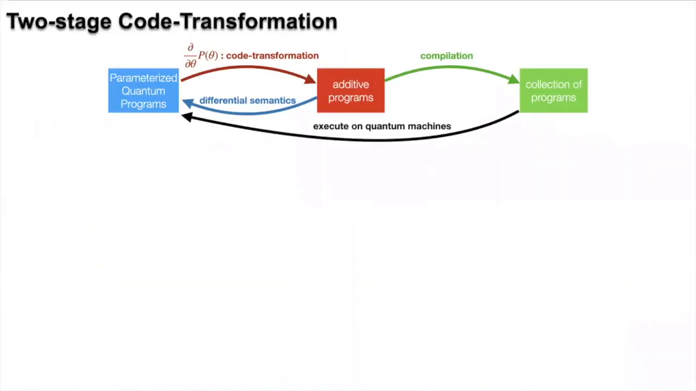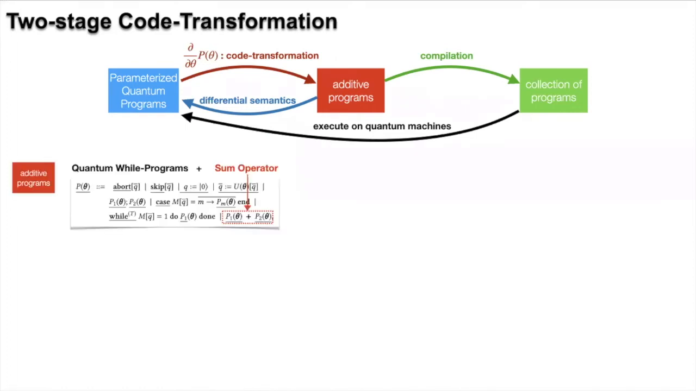Our solution is a two-stage code transformation scheme. Instead of going directly from parameterized quantum program to the collection of programs, we add an intermediate object called additive programs. Now, all the code transformation and differential semantics is between the parameterized quantum program and additive programs. Only when one wants to recover the particular collection of programs and run them on a quantum machine, one just needs to compile the corresponding additive program for that purpose.